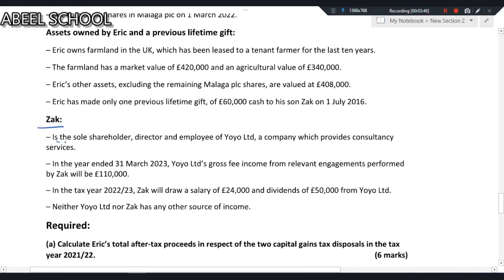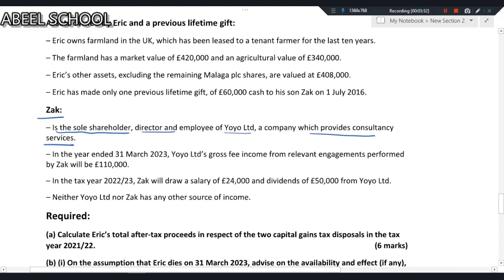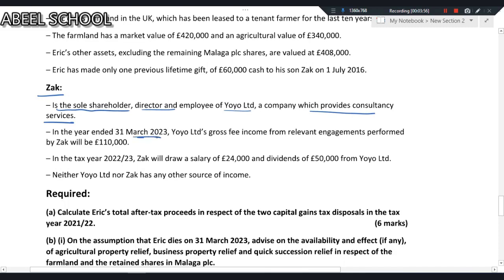Zach is a sole shareholder, director and employee of Yo-Yo Limited, a company which provides consultancy services. In the year ended 31st March 2023, Yo-Yo Limited's gross fee income from the relevant engagement performed by Zach will be 1,10,000. In the tax year 22-23, Zach will draw a salary of 24,000 and dividend of 50,000 from Yo-Yo Limited. Neither Yo-Yo Limited nor Zach has any other source of income. We just need to calculate taxable income of Zach. So let's calculate. We are solving part C of this question.